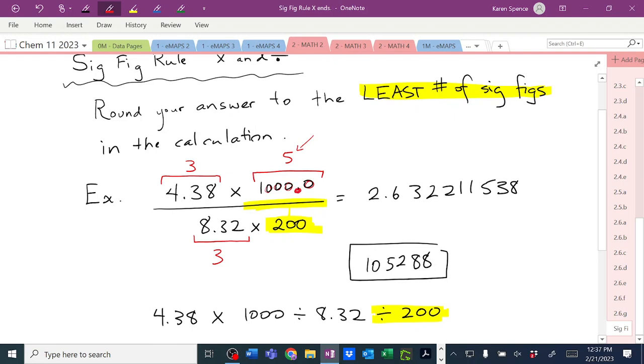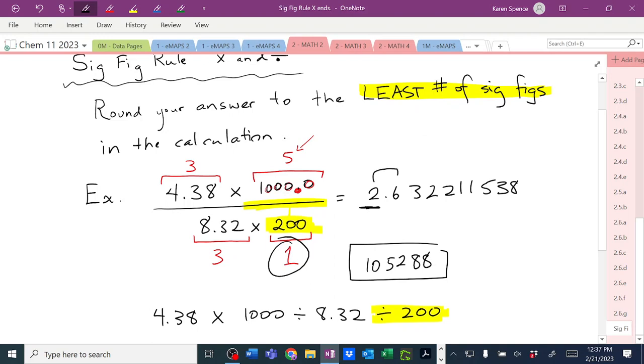Remember, we had 5 up here because zeros on the right are significant if there is a decimal, and there is a decimal. And finally, how many sig figs in 200? Just 1, because we have no decimal, so there's just 1 sig fig. So who is our least number of sig figs in the question? Just the 1, okay? And so we would then say, okay, I can only have 1 sig fig.